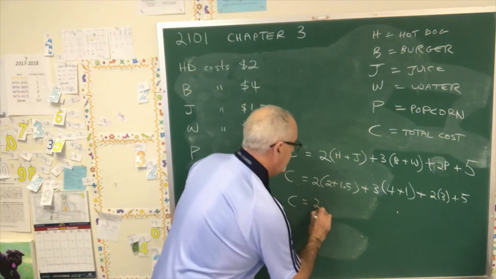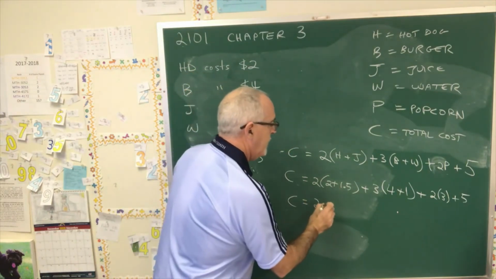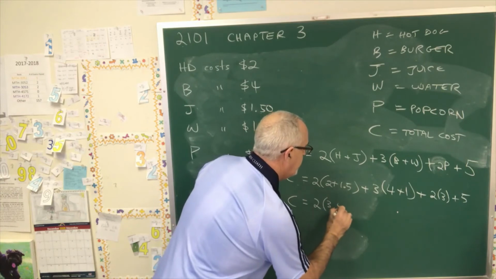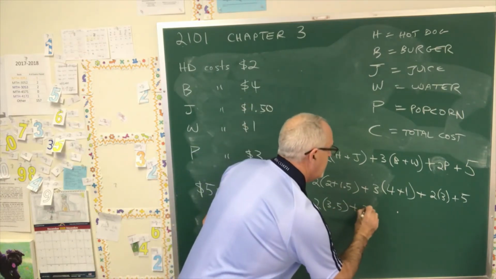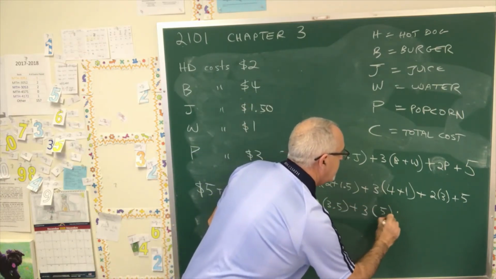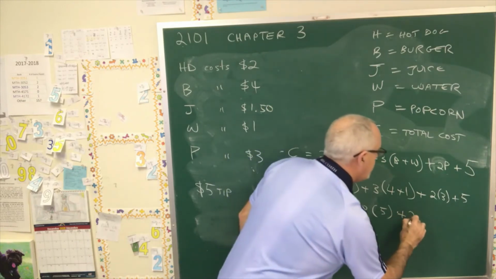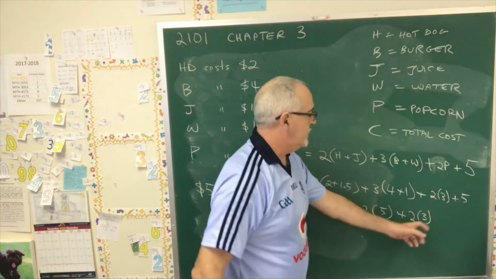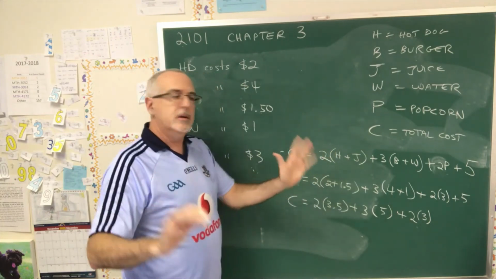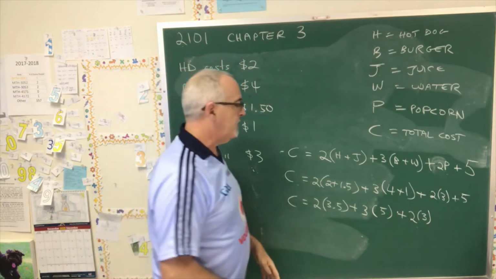So we keep the 2 where it is. 2 plus 1.5 is 3.5. I solve inside my bracket. I do that again over here. 4 plus 1 is 5. Tempting to just say 2 times 3 is 6 and write a 6 here, but no. This is a BEDMAS lesson. I want to follow the order of operations.